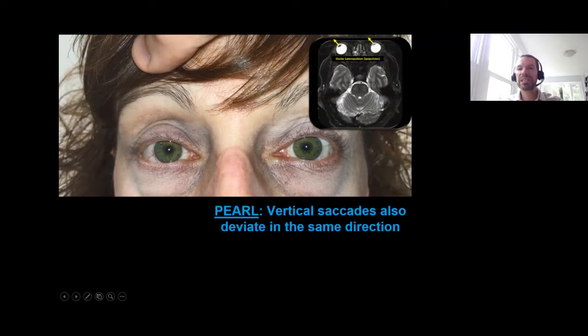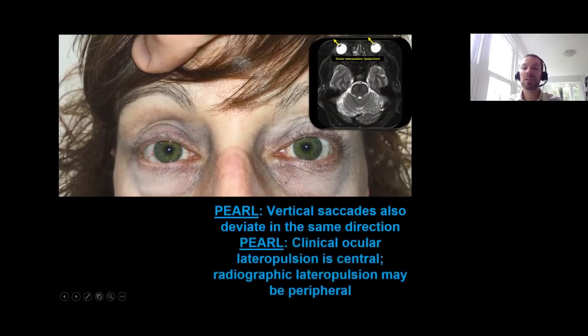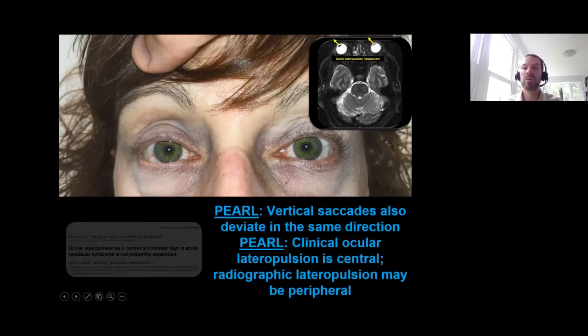The other thing that you will commonly see in these patients is ocular lateral repulsion, reflected, as in this case, on the MRI. That by itself can't differentiate whether the patient has the acute vestibular syndrome due to a central process like a brainstem stroke or a peripheral process like vestibular neuritis. Clinical ocular lateral repulsion, if you see something that looks like this, is always central. However, radiographic lateral repulsion can also be peripheral.